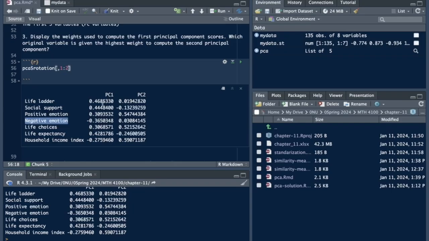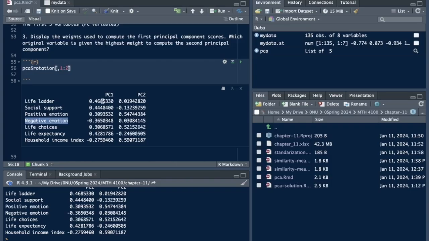So if you look at, for example, the first principal component, look at the weights. Which variable contributes the most to creating PC1? You can see that the first two variables, life ladder and social support, and this one, life expectancy, the three of them, especially the first one, contributed the most when we created PC1, principal component 1.